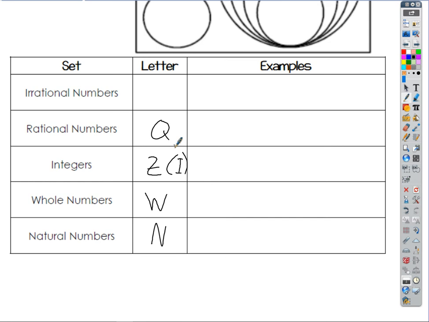Okay, and the irrational numbers, a lot of times they get left out because they're not related to any of these others by sets or subsets. But one way we can do this is Q prime. You see that little hash mark up there? That's called a prime.